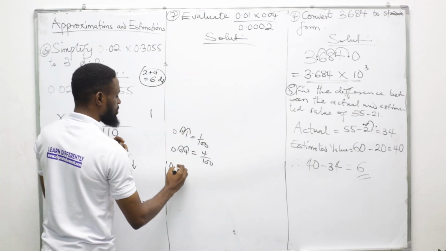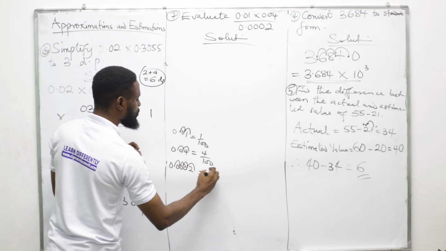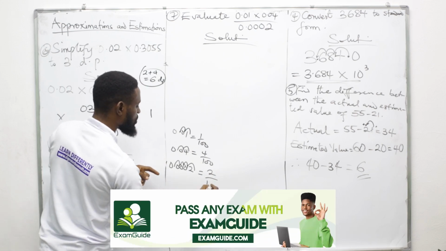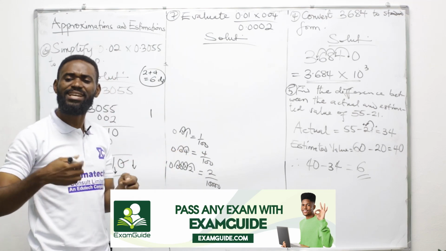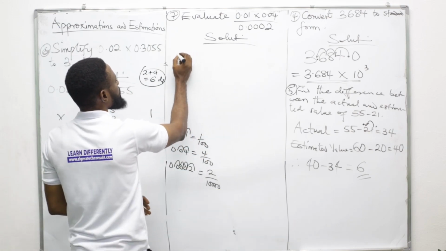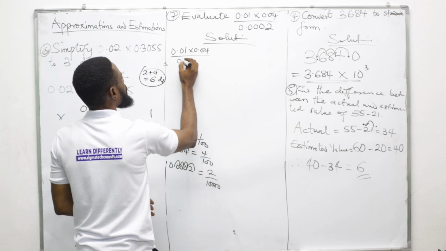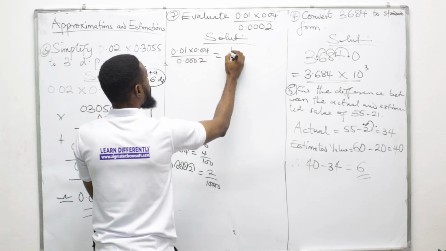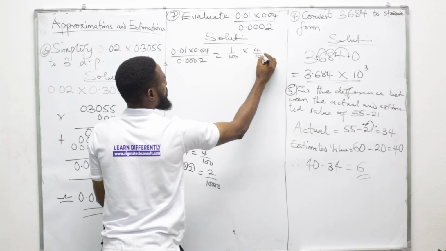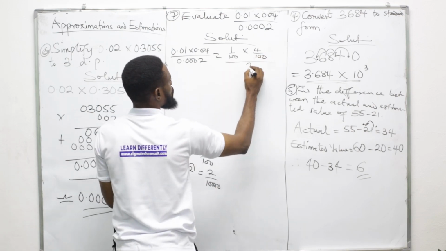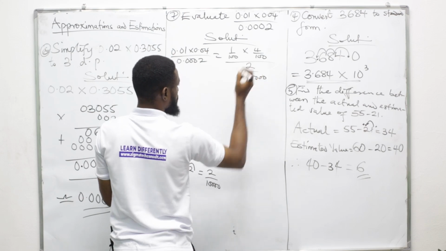Now, 0.0002 means 1, 2, 3, 4. It means 2 over 1, 4 zeros. So 1, 2, 3, 4 because it moves 4 times. The number of times it moves will tell us how many zeros you will add. So this is what all this means. So this means 0.01 times 0.04 over 0.0002 is equal to 1 over 100 times 4 over 100 divided by 2 over what? 10,000. 2 over 10,000. So that is what that means.